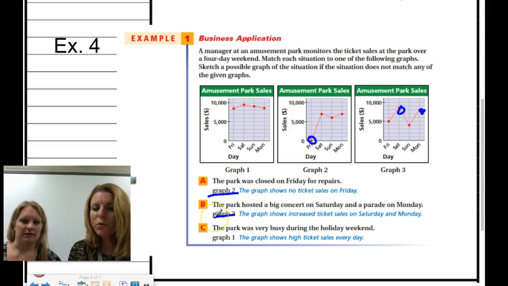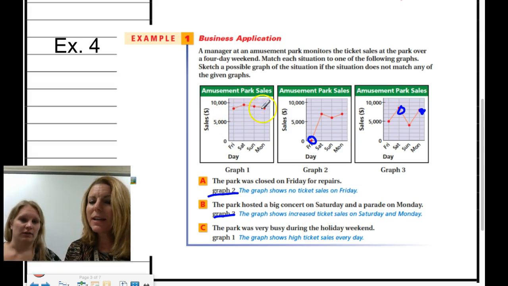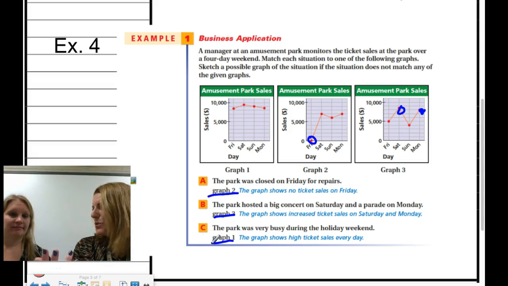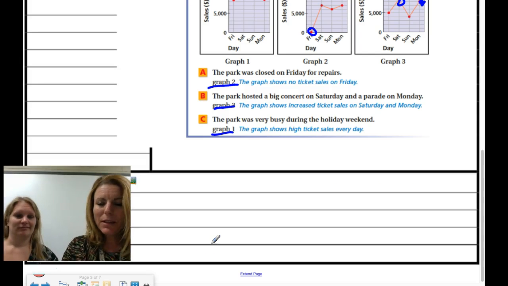Yep. Because both, the park was very busy during the holiday weekend. So holiday weekend's like coming up. We have Memorial Day weekend. So that would be like a Friday, Saturday, Sunday, and Monday. So notice the sales are all high. It didn't drop. And so you say graph 1. That's all we're doing. I think it's pretty easy.